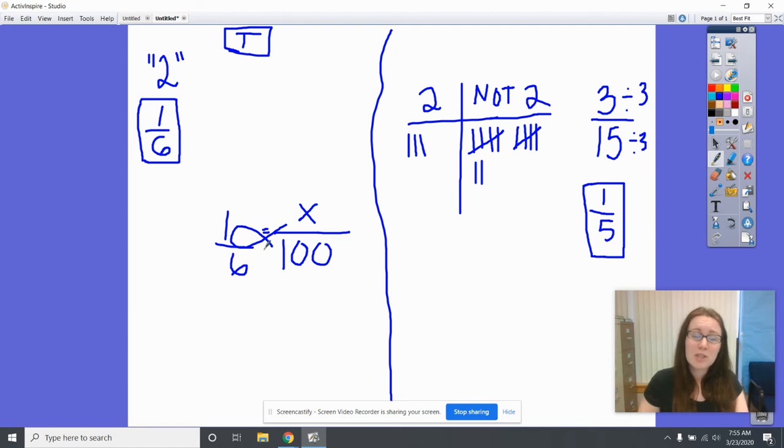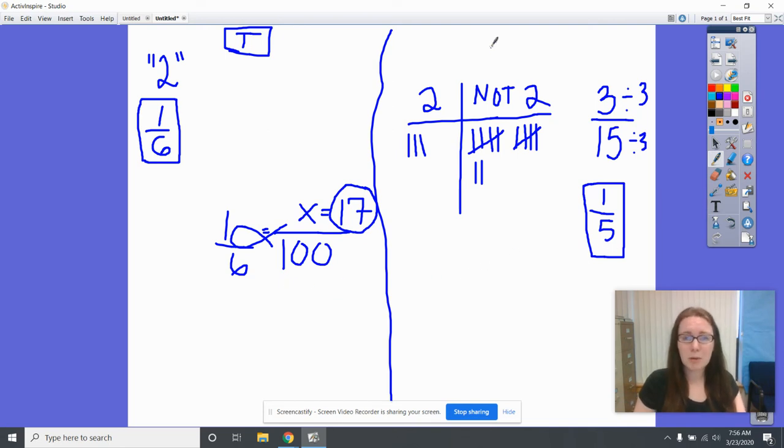Make sure you read the directions. Sometimes they're going to ask you to round. So I'm going to actually round that to 17 times. Please read the directions, though, to know how much they want you to round. So rounding to 17 would be rounding to the nearest whole number. So that's in theory. We expect it 17 times if I was to roll the dice 100 times.